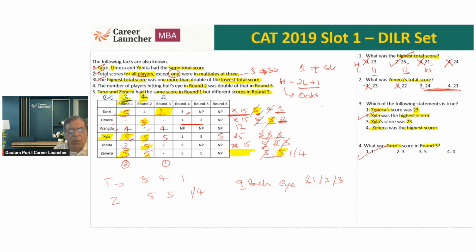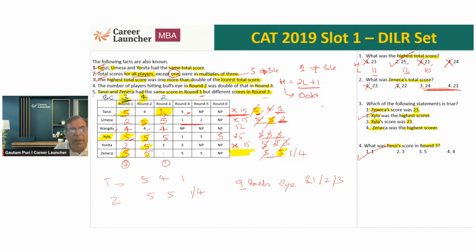Okay, so 5 5 2. So that means Umeza will be 2 in round 1 and 5 in round 3. Okay, so 5 5 2, 12, 13, 14, 15. Okay, what are we left with? Zeneca. Now Zeneca and Tanzi have the same score in round 1 but different in round 3. Tanzi has 1 in round 3.